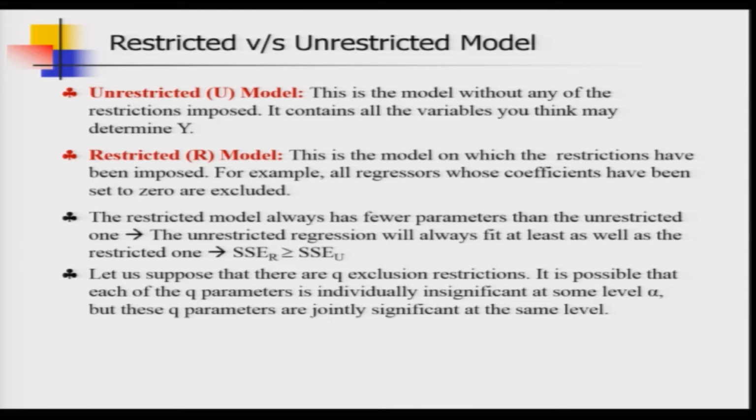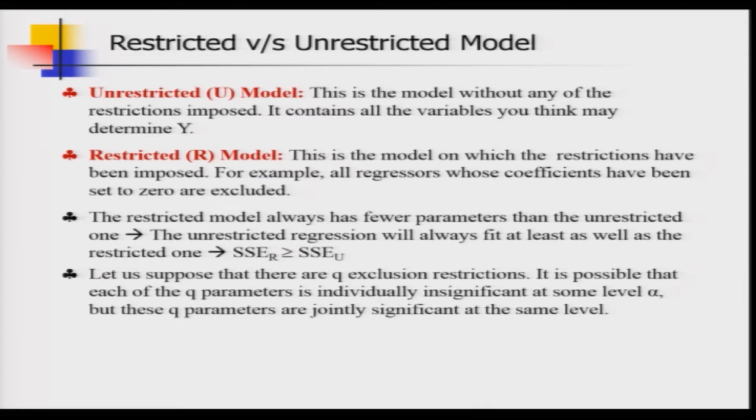First, we are going to start with a formal definition of unrestricted and restricted models. An unrestricted model is one without any restrictions imposed. So, it contains all the variables that you think may determine y, your dependent variable. And then here comes the concept of the restricted model. This is a model on which restrictions have been imposed. For example, all regressors whose coefficients have been set to 0 are called excluded variables, and if you have some excluded variables in a regression model, that leads to a restricted model.